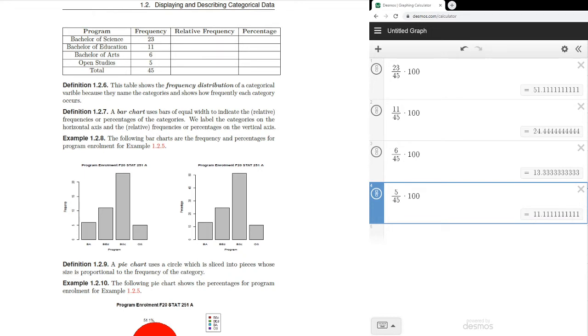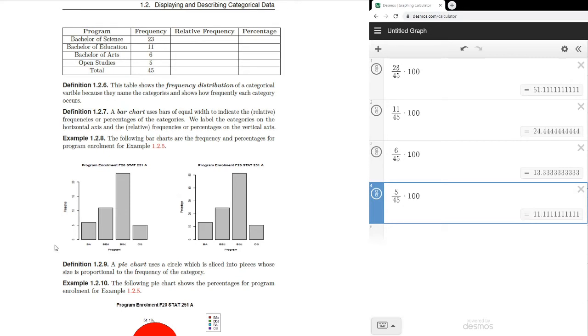So a bar chart uses bars of equal width to indicate the frequency of the categories. We label the categories along the horizontal axis and the frequencies or percentages along the vertical axis. So the following examples here show the percentage and the frequency of program enrollment from our previous example. So notice that the only difference between these two bar charts is the vertical axis label. So one bar chart displays the frequencies and the other bar chart shows the percentages.